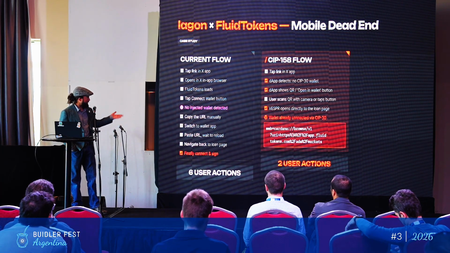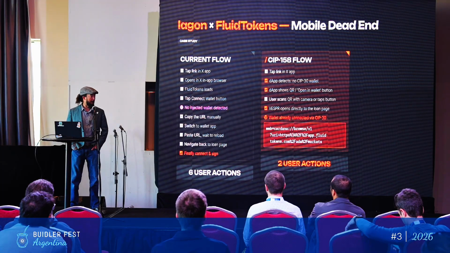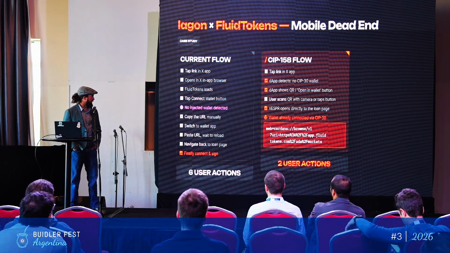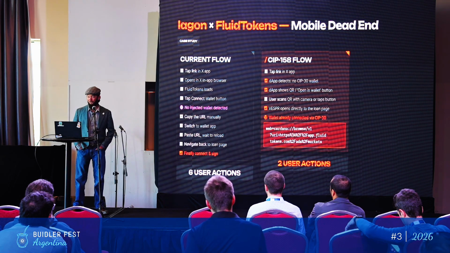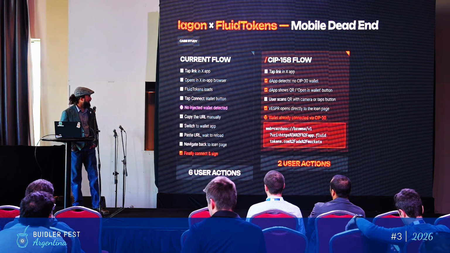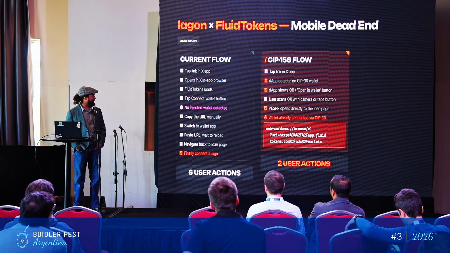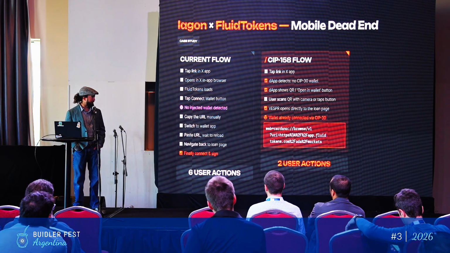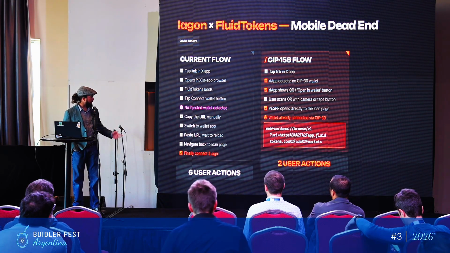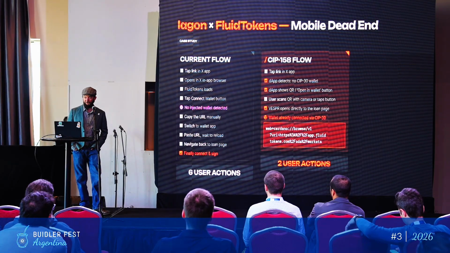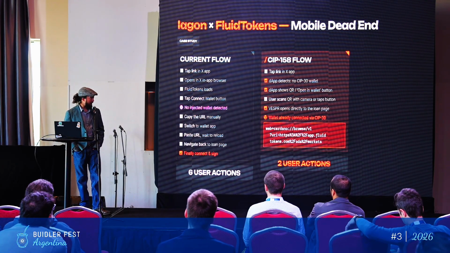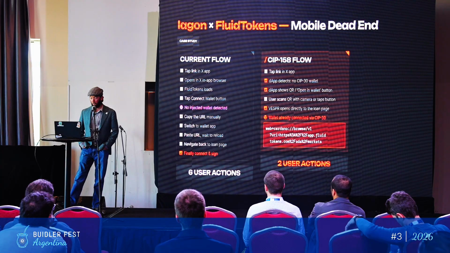Currently, I tap a link in X. It opens the X in-app browser. Fluid token loads, and there's a nice big connect your wallet button that doesn't go anywhere. It doesn't do anything. Why? Because I don't have a CIP-30 wallet inside of that X app browser. So there's no injected wallet. Now I have to copy the URL manually, open my wallet, figure out where the wallet's in-app browser is, paste that URL back in, and then maybe I can actually connect my wallet and sign.